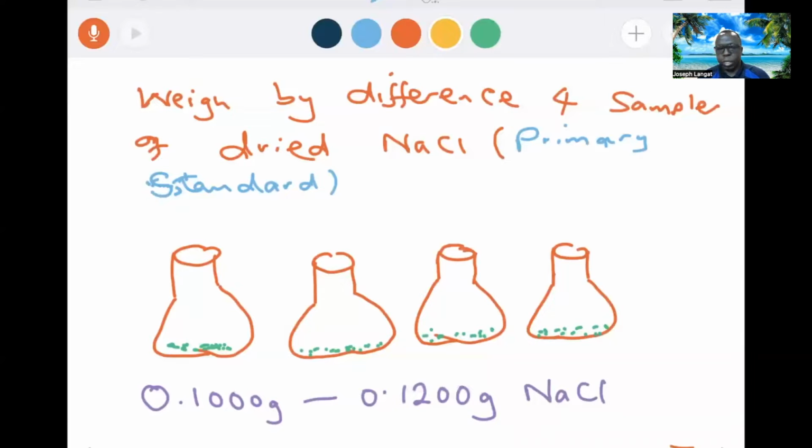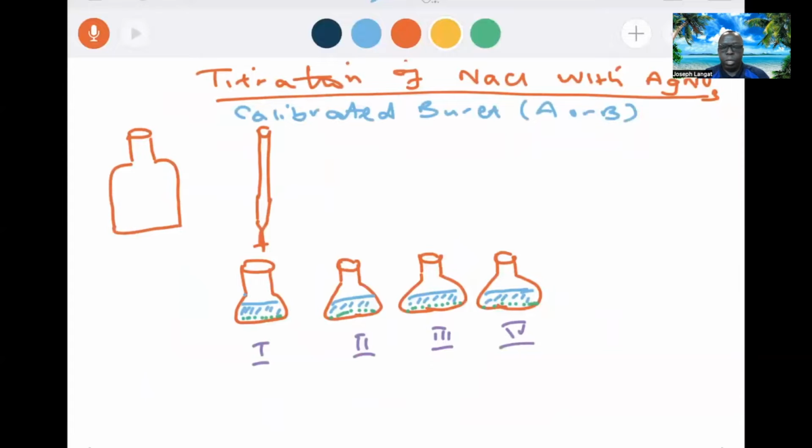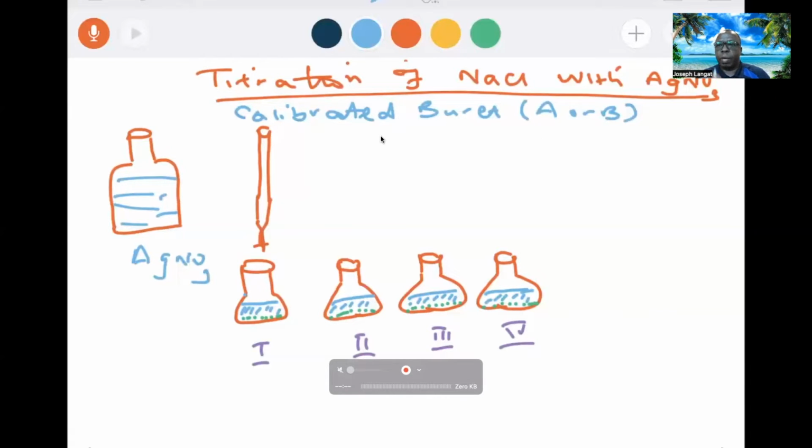You had to titrate to the end point. So we assume that this is silver nitrate here, AgNO3, which is unstandardized. Depending on which buret you are using, either buret A or B, it should be calibrated. You should have a calibration curve for either A or B. Trial 1, trial 2, trial 3, follow the instructions on how you had to dissolve each sample.